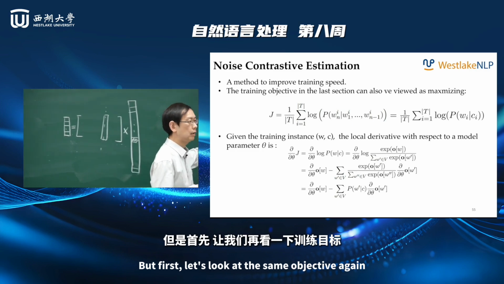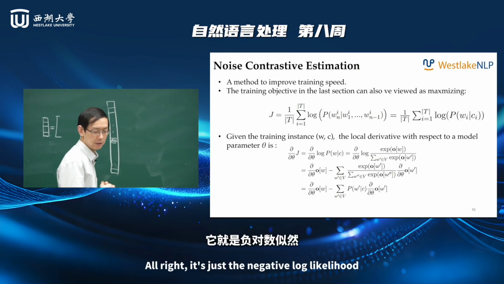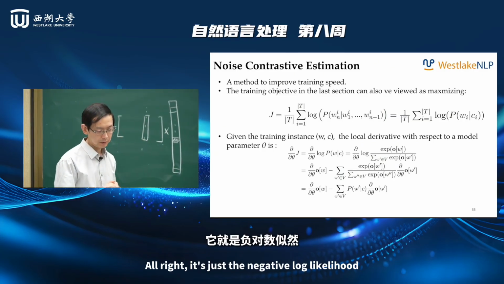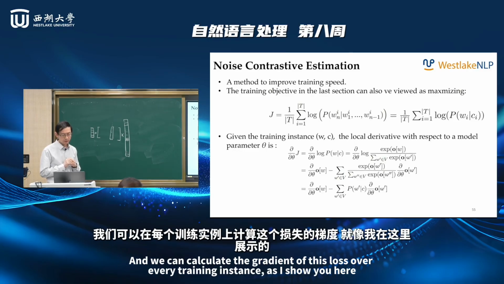But first, let's look at the training objective again. It's just a negative log likelihood, and we can calculate the gradient of this loss over every training instance, as I show you here.